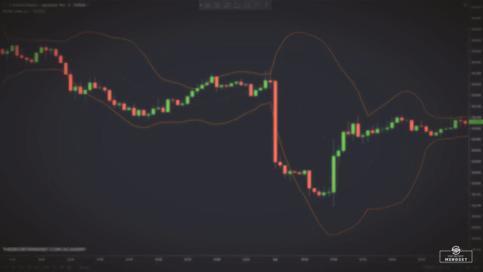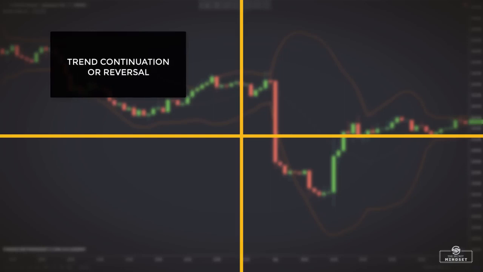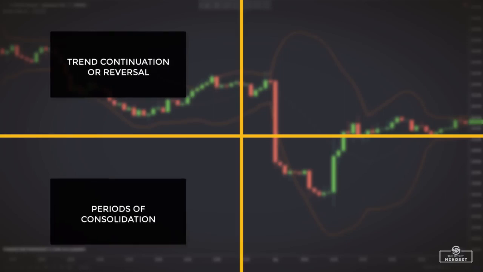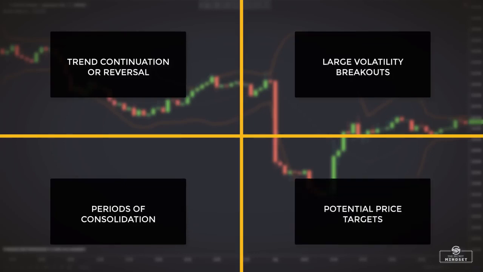Bollinger Bands measure market volatility and provide lots of useful information, including trend continuation or reversal, periods of market consolidation, periods of upcoming large volatility breakouts, or possible market tops or bottoms and potential price targets.